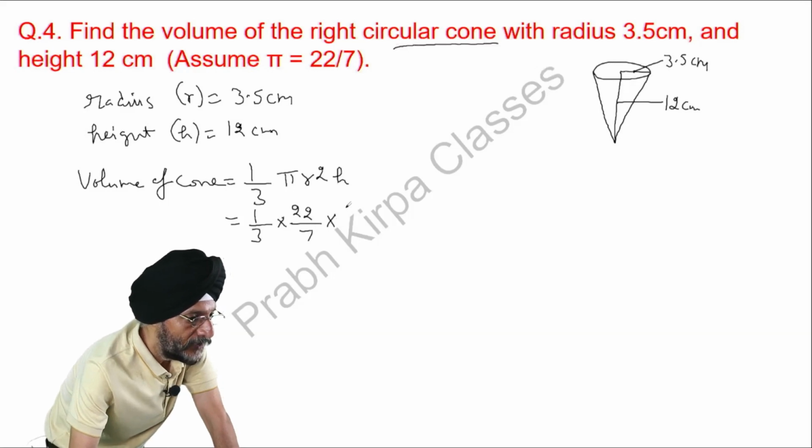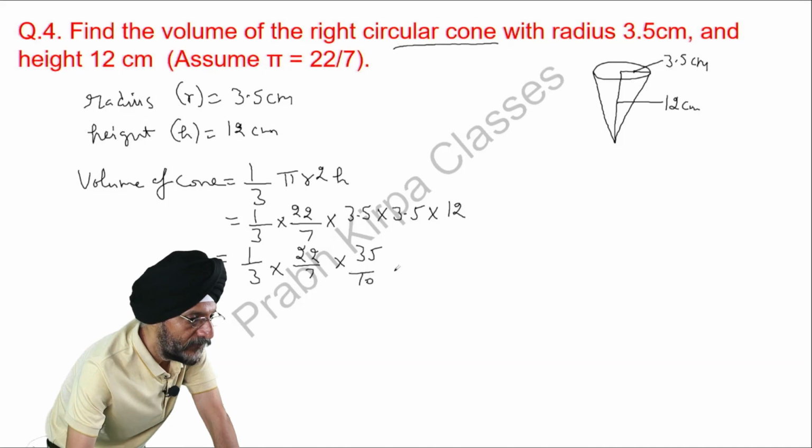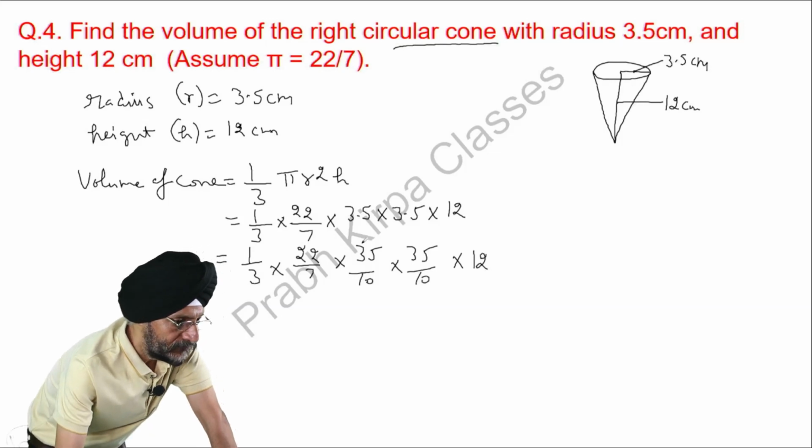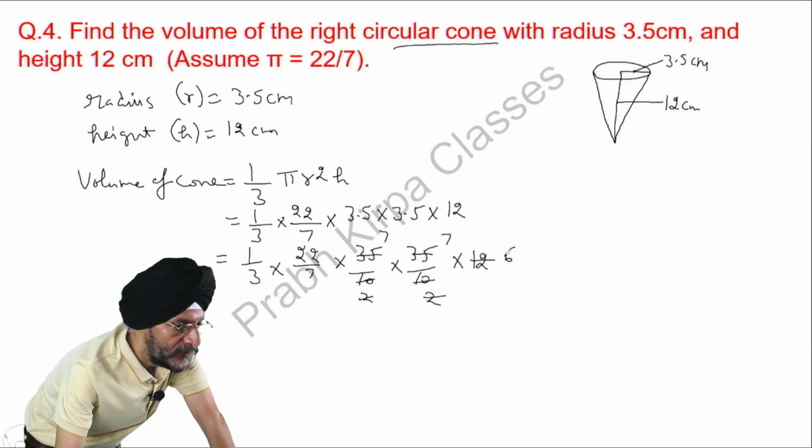What is the value of r? It is 3.5 into 3.5. What is the value of h? It is 12. We will solve it. 1 over 3 into 22 over 7, 35 over 10, 35 over 10 into 12. We will cut it. 7, 2, 7, 2. This will cut here. This will again cut. This 7 will cut this. This 3 will cut this.